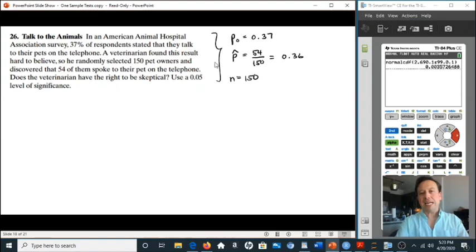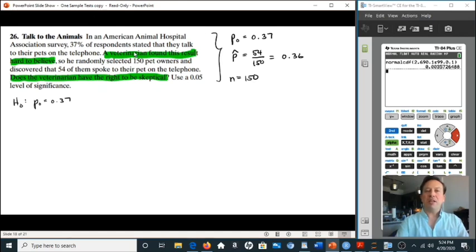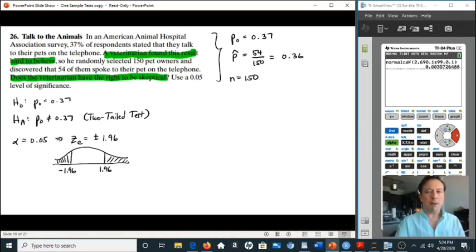So here are some things we can yank out of that paragraph. Our status quo value of 0.37, so p null. Our sample statistic, p hat, is 54 out of 150, which is 0.36, with n equals 150. So the null value is our status quo, so that's your null hypothesis. Now, what's the alternative going to be? The veterinarian found it hard to believe. So what does he believe? Does he think it's less than the status quo? Does he think it's more than the status quo? You can't tell from this. So that means your alternative hypothesis is two-sided. It could be either or. It could be less or it could be more. So that's a two-tailed test in this problem.